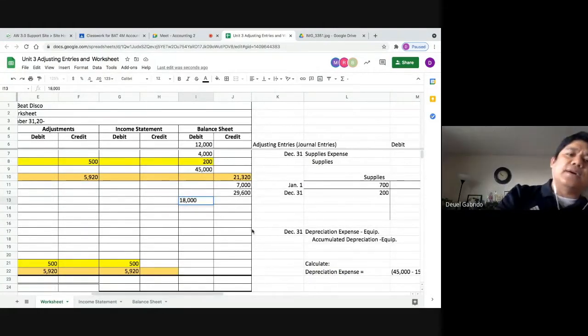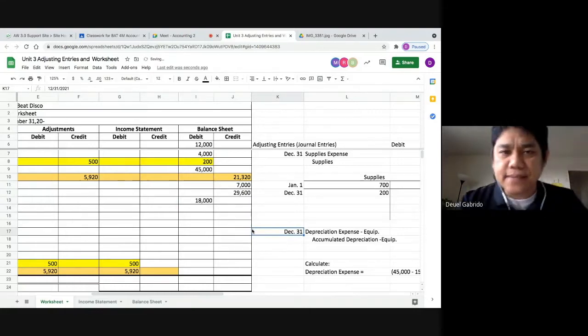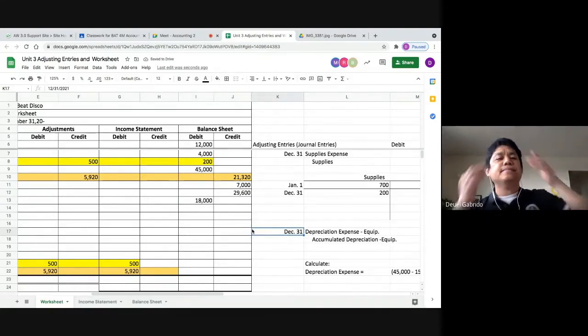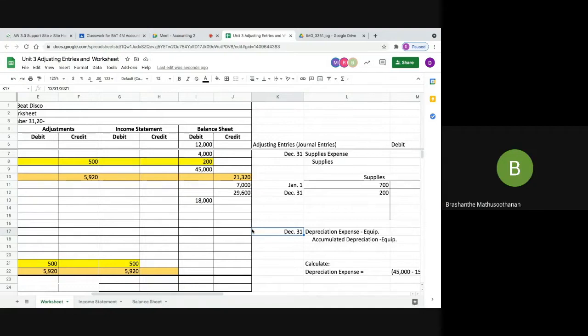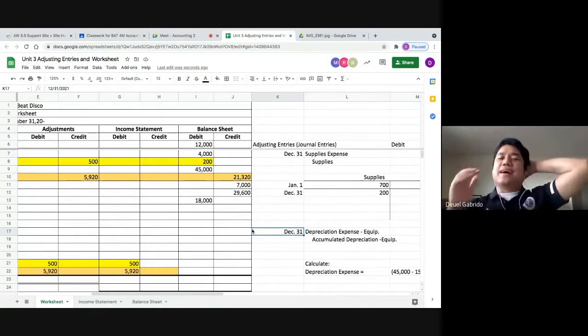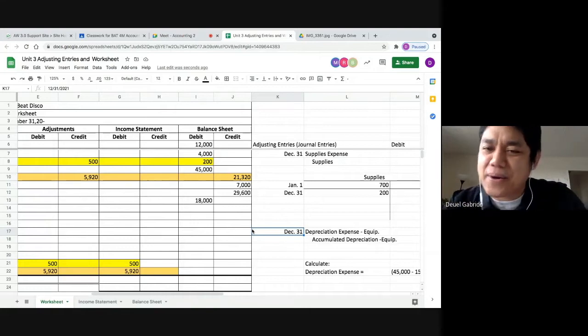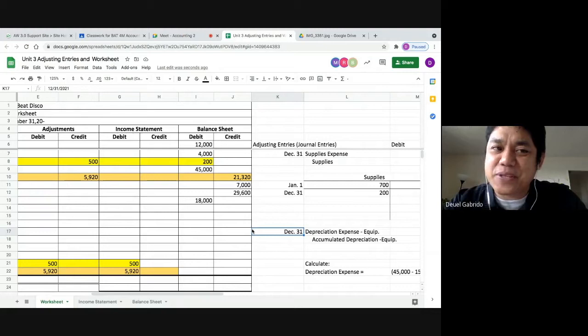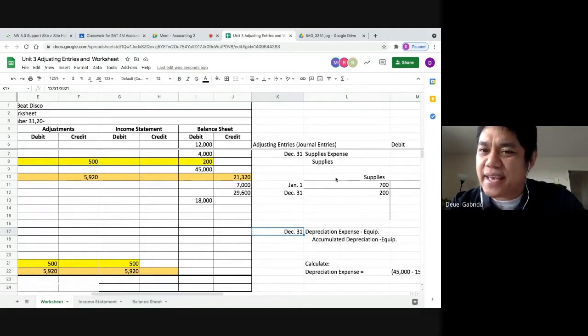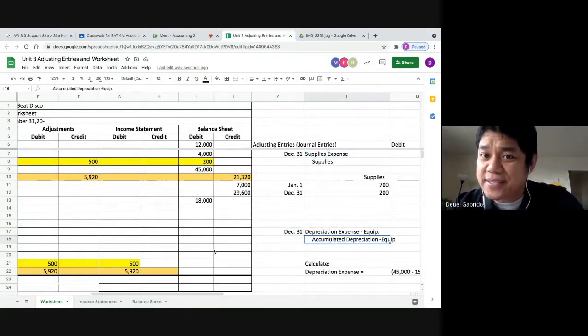Okay. Are you guys okay? So far, so good? Yeah. Okay. Is adjusting entry becoming clearer now? What do you think? Does it help when I showed you the worksheet? What's the purpose why we adjust the entry? Why do we debit this one? Why do we credit? Is it clear now for you guys? Let me know.